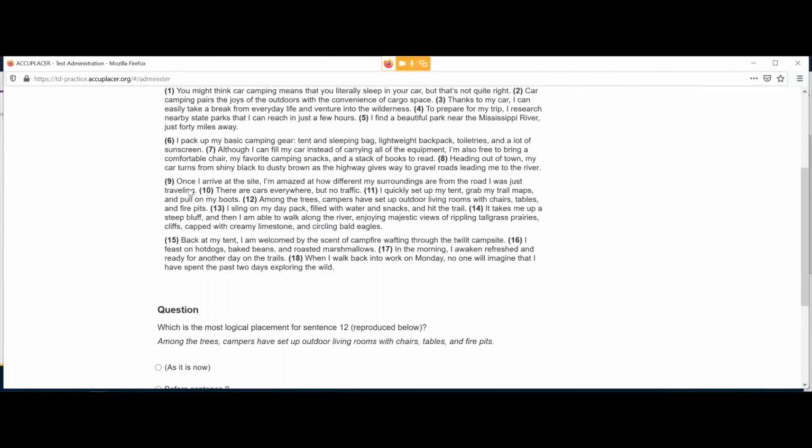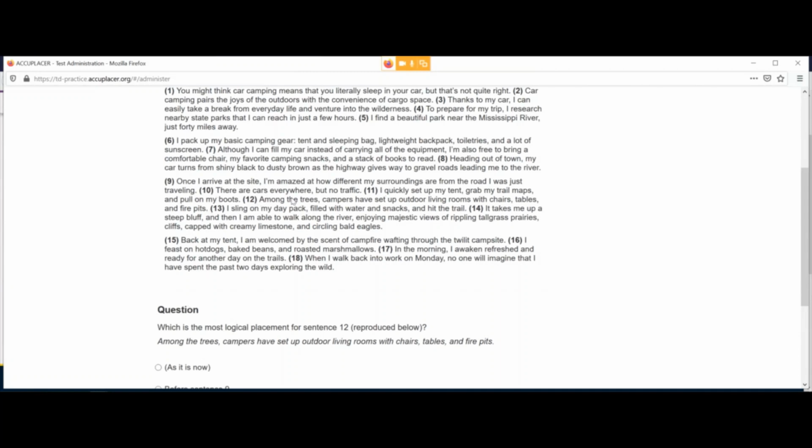Why? Again, because sentence number 9, you're arriving at the site. Sentence number 10, again, you're looking around. And then sentence number 12 continues with that description. Among the trees, you see your campers. And then sentence number 11 would make sense because now you move on to talking about what you do once you are set into the site.